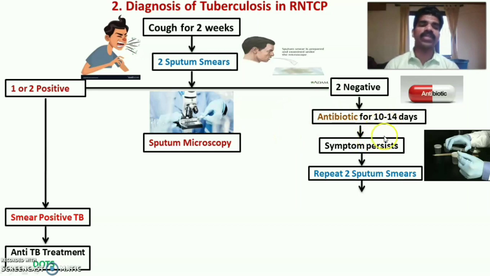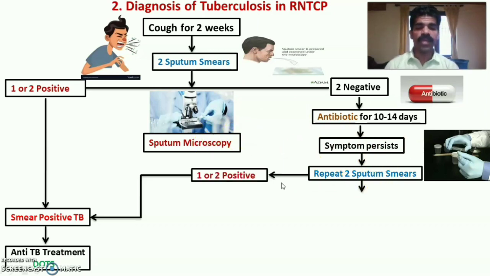Then again, if the symptom of cough persists in the patient or the client, after the completion of the antibiotic treatment for 10 to 14 days, and the patient is still suffering from cough, again repeat the 2 sputum smears for sputum microscopy. Then if the client becomes positive for Mycobacterium tuberculosis, that is either 1 or 2 of the sputum smears, he has to be considered as smear positive TB.